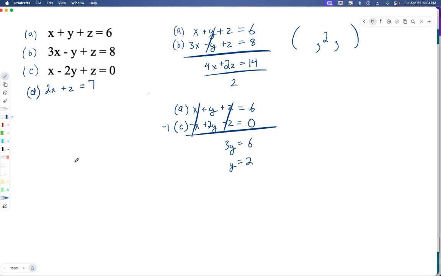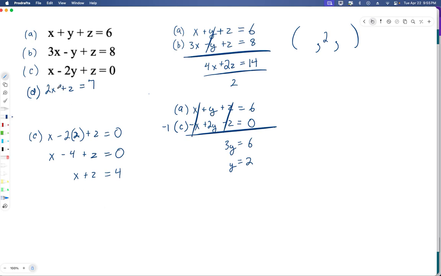Let's see if that will help me get to the others. Okay, let's see, where can I put in y that will help me solve for x and z? I think I can use C. So let's take C, and I'm going to substitute in the value of y. X minus 2 times 2 plus z. This is a 2. That's my y value, is equal to 0. Okay, x minus 4 plus z is equal to 0. So x plus z is equal to 4 because I added 4 to both sides.